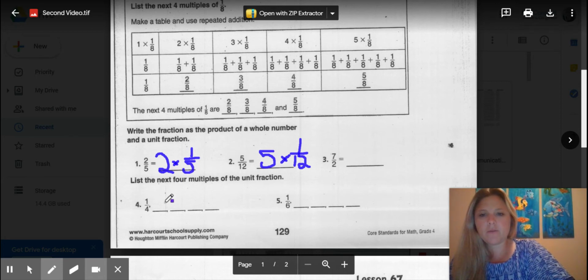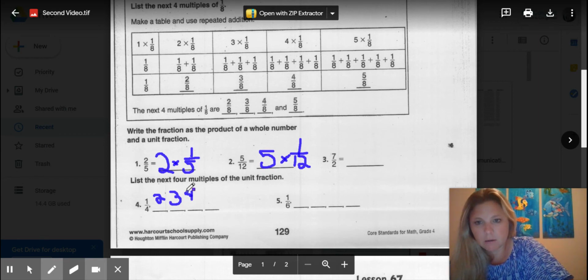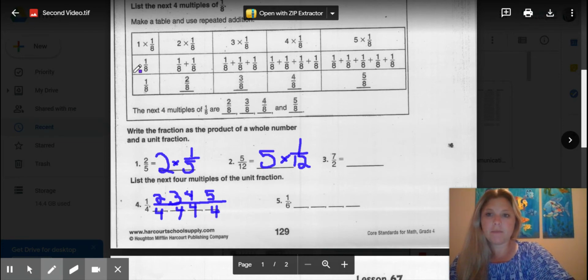Okay, the next one is number 4, where you have to list the multiples. Well, if you're skip counting by ones, what comes after 1? 2. What comes after 2? 3. What comes after 3? 4. Sorry, sloppy 4 with this pen. And what comes after 4? 5. Okay, now we have to write these as fractions, right? So what is my denominator? The 4. So we have 2/4, 3/4, 4/4, and 5/4. Okay, not going to worry about number 5 because of time.